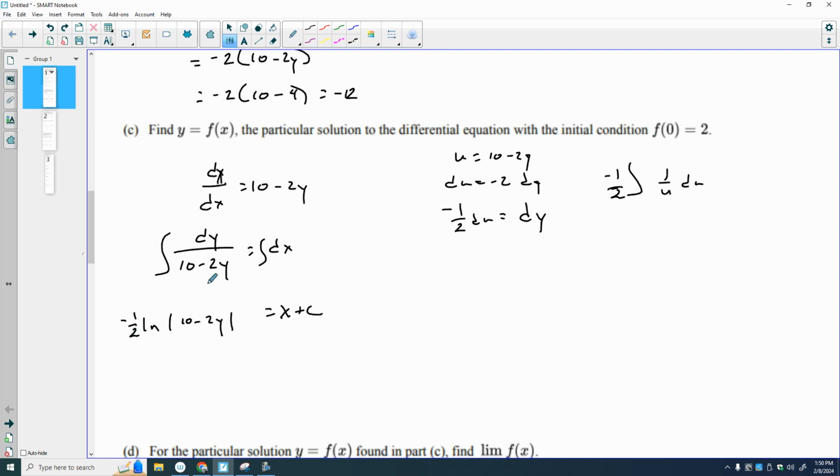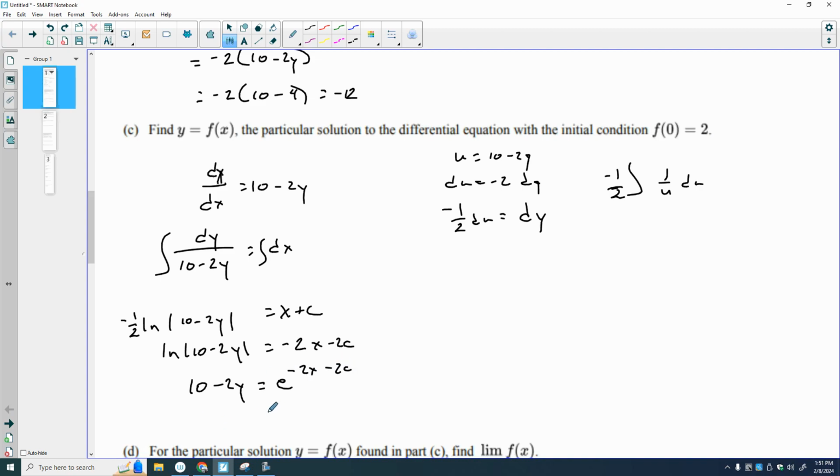But we can see that this negative 2 derivative has to be gotten rid of, so I put a negative 1/2 in there. Okay, multiplying both sides by negative 2 in order to solve. Raising both sides to the e, 10 minus 2y equals e to the negative 2x minus 2c.